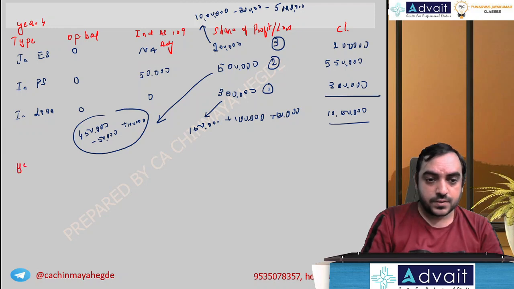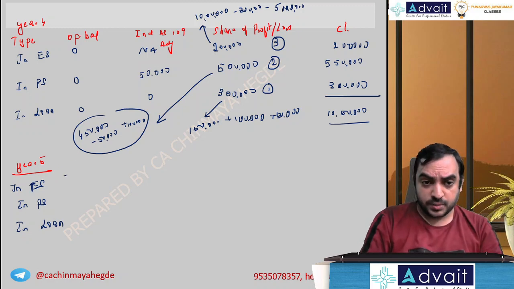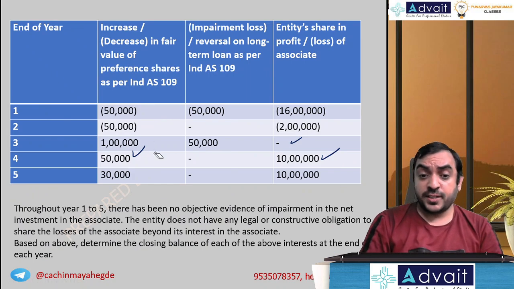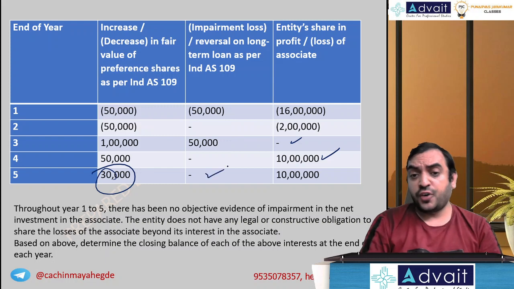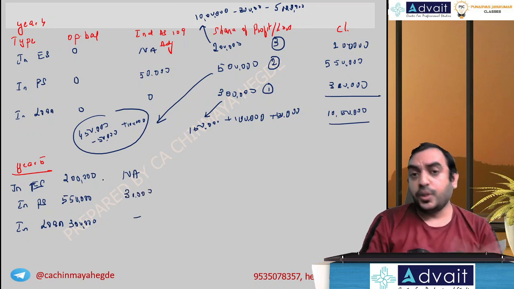Next, coming to year 5, in equity shares, in preference shares, in loan amount. In equity shares, opening balance is previous closing balance 2 lakh, preference shares 5 lakh 50,000, loan 3 lakh. Okay, what is the fair value Ind AS 109 adjustment? 30,000 for preference share, nothing for loan, nothing for equity shares. So equity share does not apply. Preference share 30,000, loan nothing, 0, no impairment.